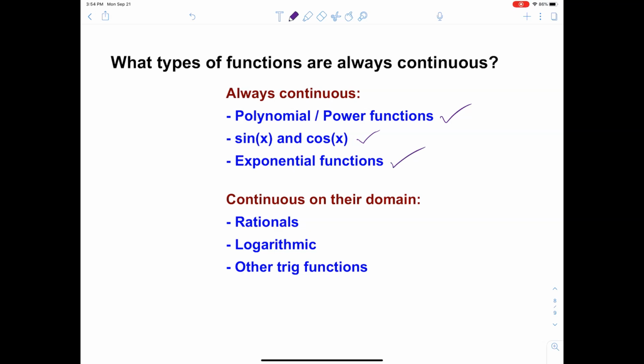There are a few functions that we say are continuous on their domain, and that's because their domains have limitations. So they are rationals, where you might get, we did an example up above where we had a hole and an essential discontinuity. Logarithmic functions, whose domain is greater than 0 in general, the parent functions anyways, and the other trig functions that have holes at pi/2 increments or pi increments will all be considered continuous on their domain because we just ignore the values that aren't in the domain.